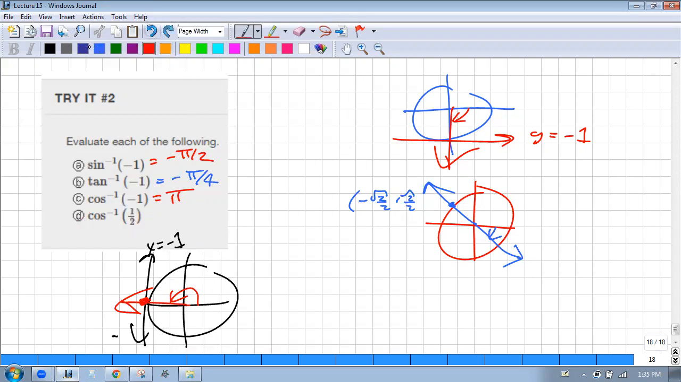Here's another cosine. So here's my unit circle. Cosine is the x value. Let's see, here's all the x values of a half. So which one is it? Well, cosine inverse always gives you the one up here. So this would be pi over 3. Okay. We're just doing trig backwards, but we have to restrict it to the domains that we specified, right?